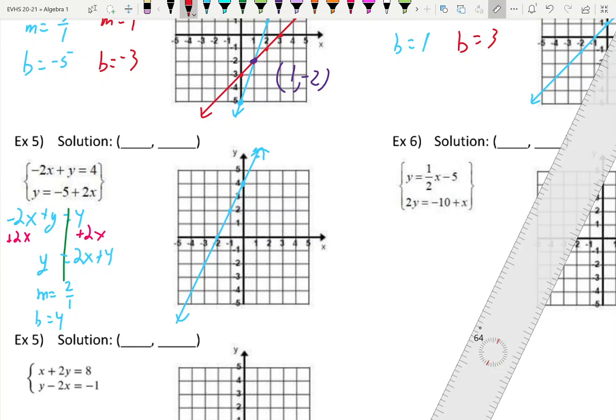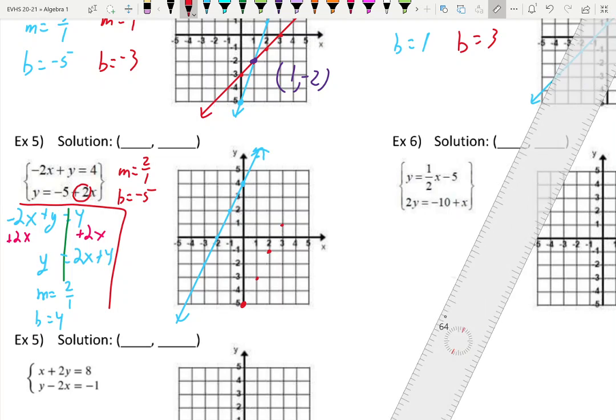And now in red, this one has a slope of, now don't be fooled because it's written backwards, slope is always the coefficient of x, so it's 2/1. And then my y-intercept is the constant, which is -5. And I am going to rise 2, run 1, rise 2, run 1, rise 2, run 1.